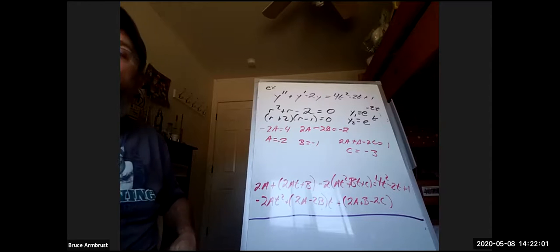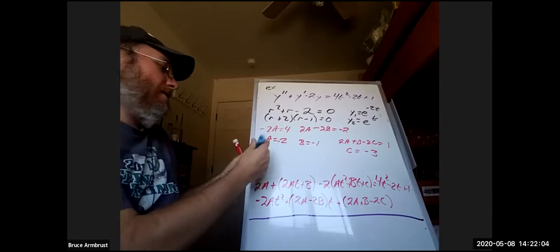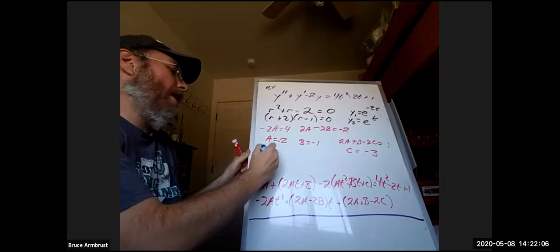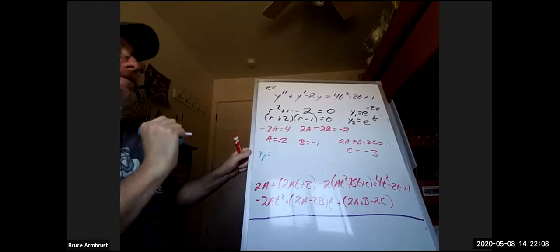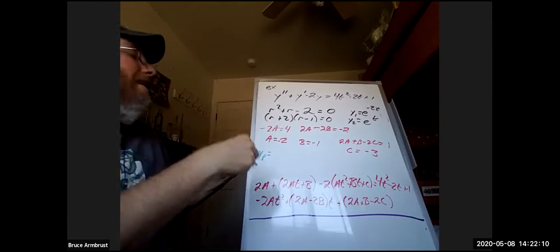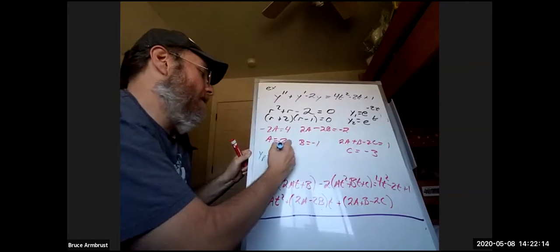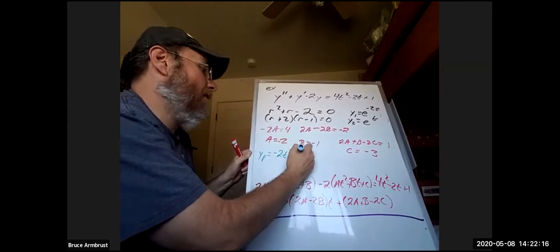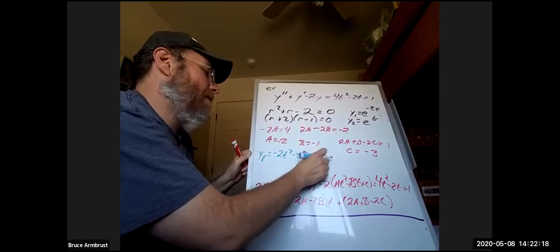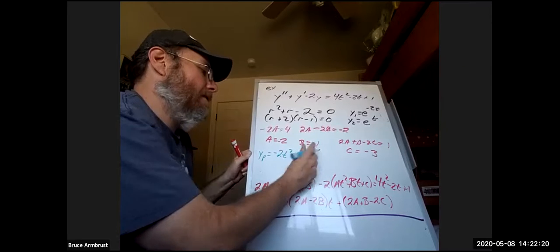Okay. So what that just told us is that a particular solution, remember this is just one of the very many solutions to the original differential equation, is minus 2t squared minus t minus 3.